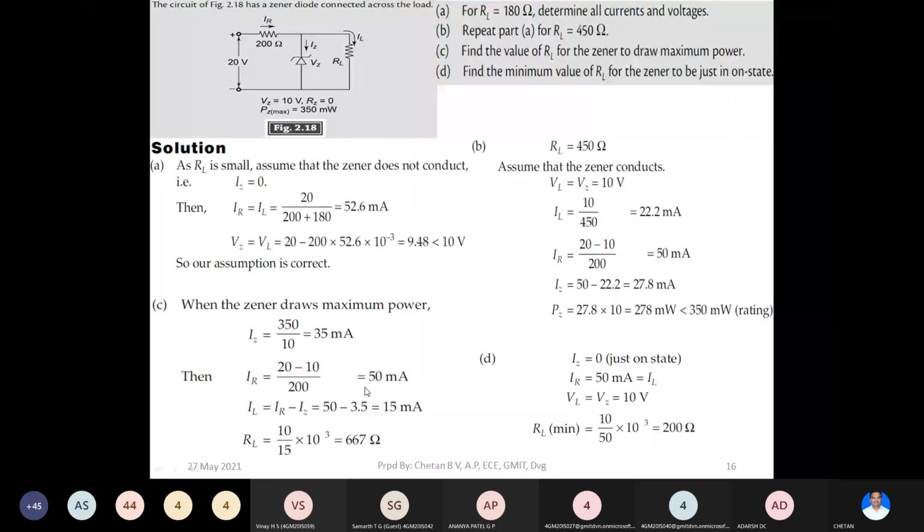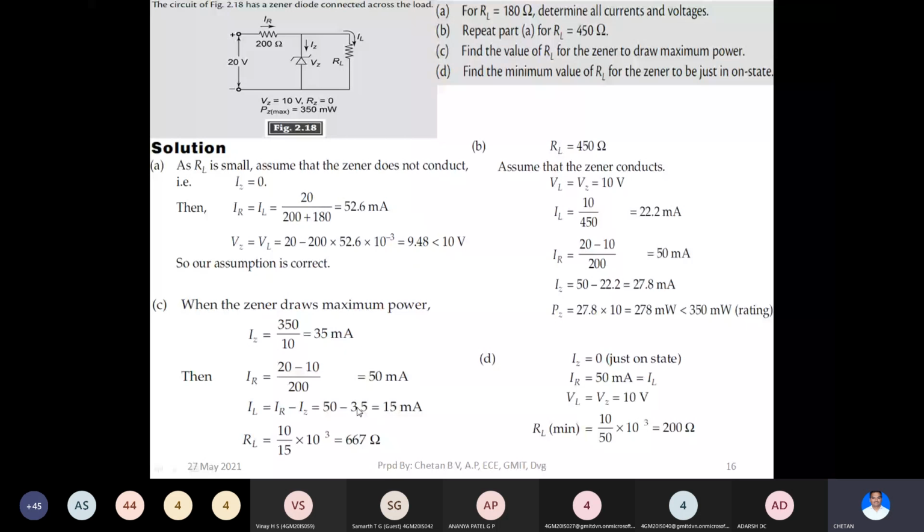Then after that, you find out IL. IL is the difference between IR and Iz. So it is 50 minus 35, that is 35 milliampere. You will get this is 35 milliampere. That is not 3.5. You will get 15 milliampere.